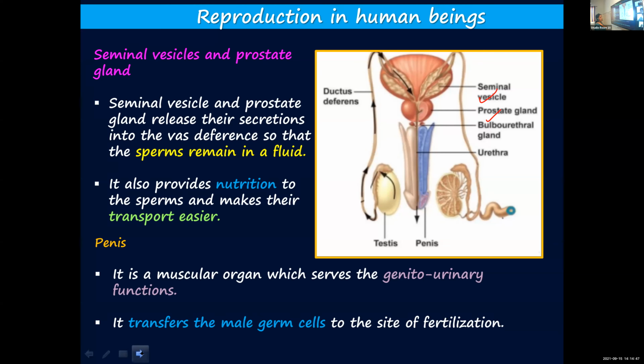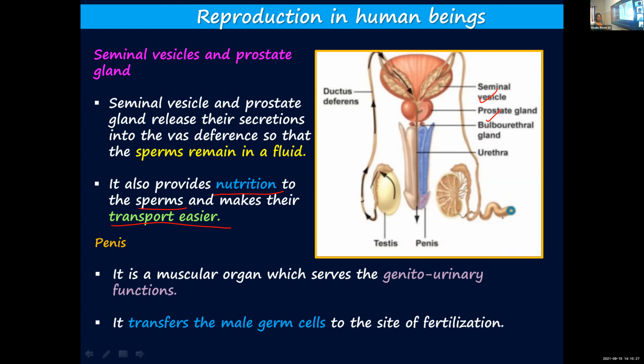The sperms always remain in a fluid. Why? Because the seminal vesicle and prostate gland release some secretions, and these secretions will make the sperms remain in a fluid. The advantage of this fluid is that it will provide nourishment, nutrition to the sperms and helps in easy transport. Definitely they have a tail, but the presence of this fluid enables their easy transport and provides nutrition.